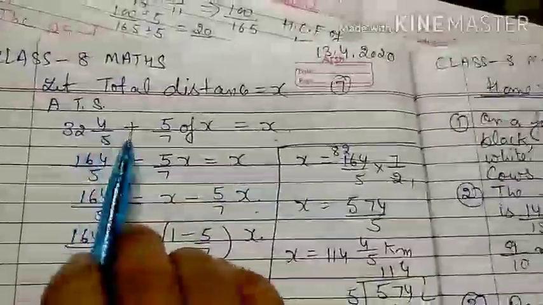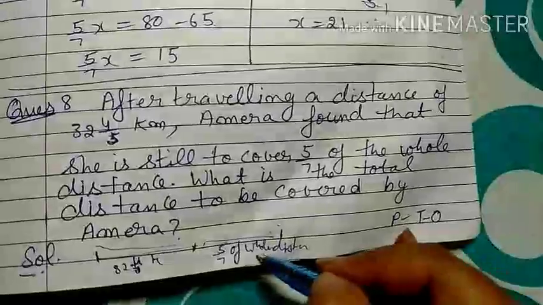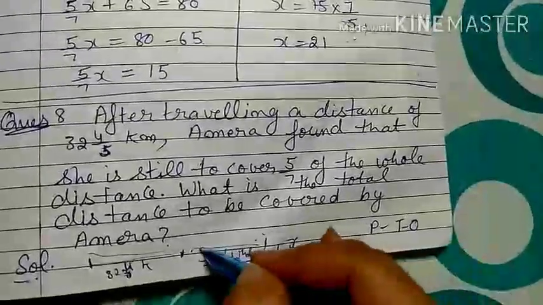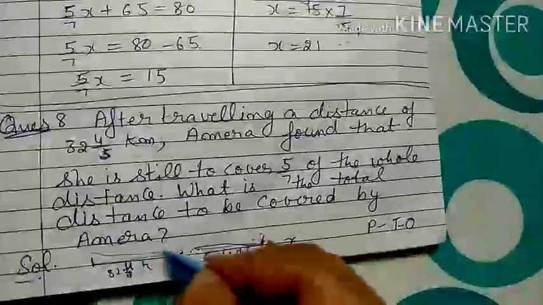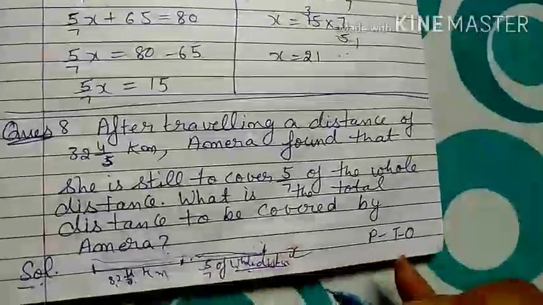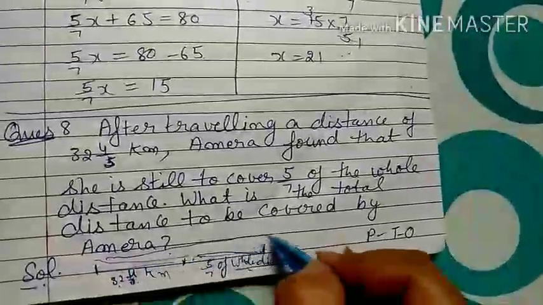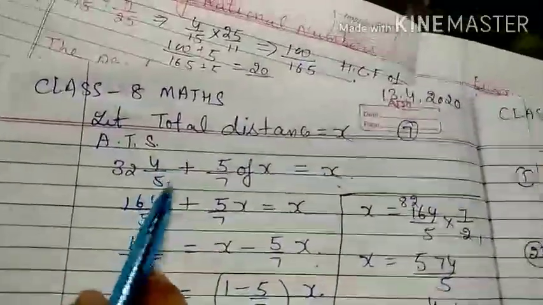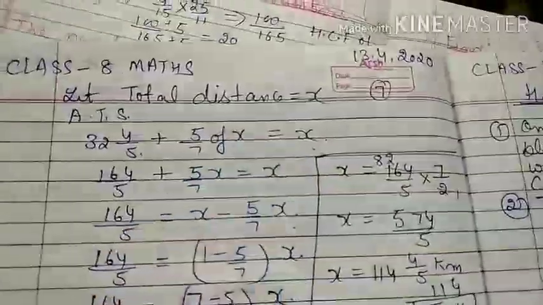So here we consider that the whole distance is x, then whatever distance she covered plus 5 by 7 of x, because this was your whole distance. If you consider the whole distance as x, then 5 by 7 of x will be this part, and this part will be 32 into 4 by 5 kilometers she covered, and this whole distance will be considered as x. So when you add this, according to the statement, 32 into 4 by 5 plus 5 by 7 of x is equal to x.